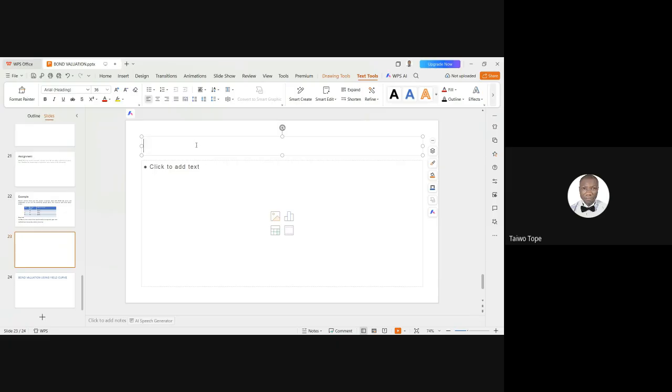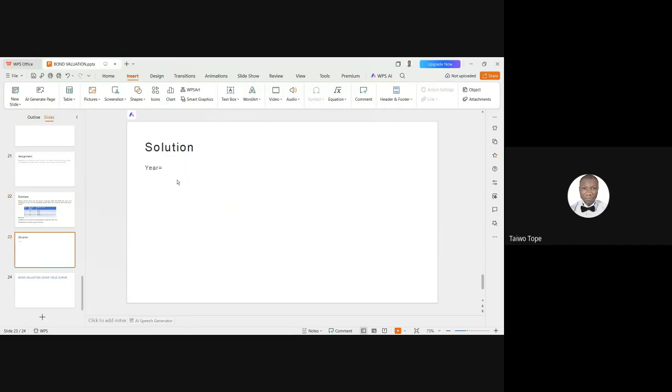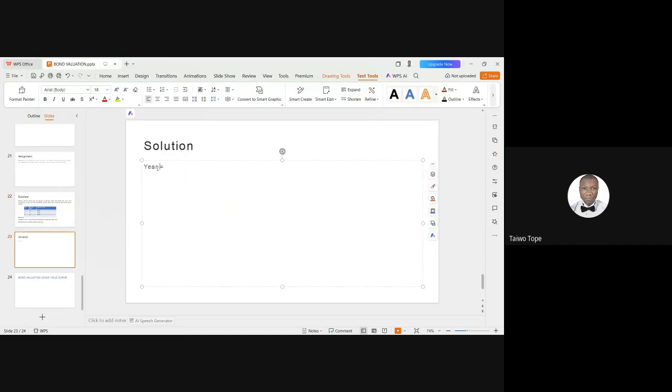So for year one, solution, to get our discount factor for year one, your yield to maturity is equal to yield curve rate plus what? Plus the risk spread or credit risk spread. Yes. The yield curve rate plus this spread is your yield to maturity, which is what you use to discount for each of the year, because you are given the values for each of the year. So for year one, it will be what?